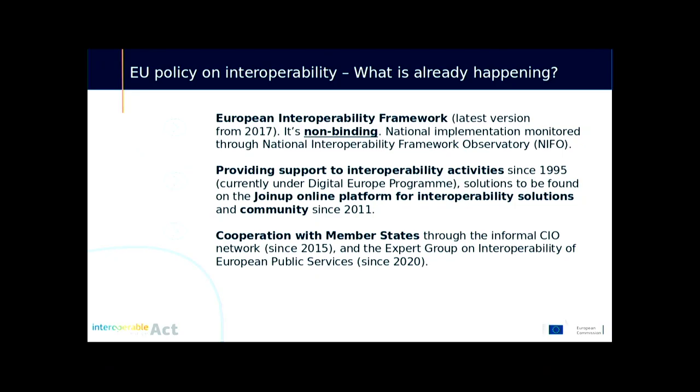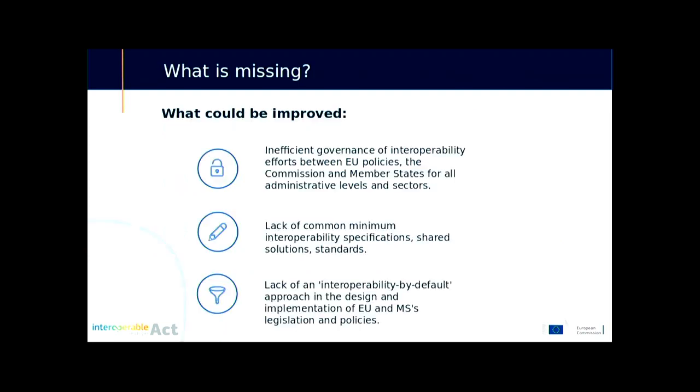And then the third way that interoperability has been worked on already is through this informal network of CIOs from the member states and the expert group on interoperability of European public services. So this is the human side, getting individuals to talk to each other and trying to get interoperability to happen that way. So this is useful, but it could be a lot more useful in terms of making the cooperation between all these cities and member states more efficient.